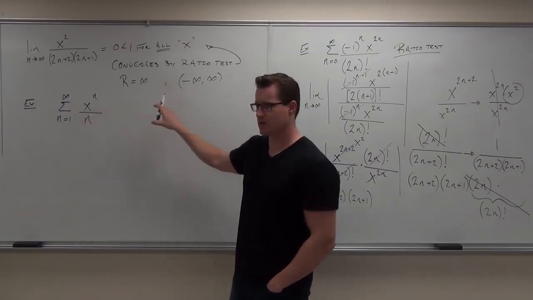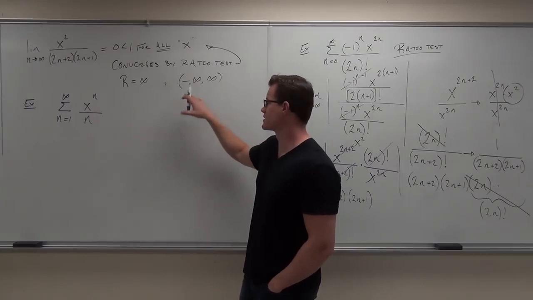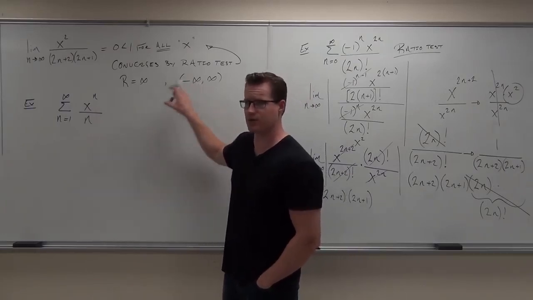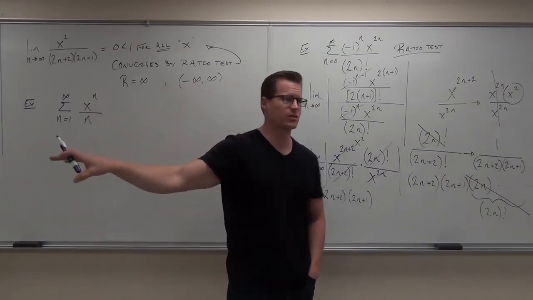Only on the domain. So first example, domain was x equals 0. Second example, domain is negative infinity to infinity. Third example, we're going to discover where that is. It's going to take us a little bit of time on this one.